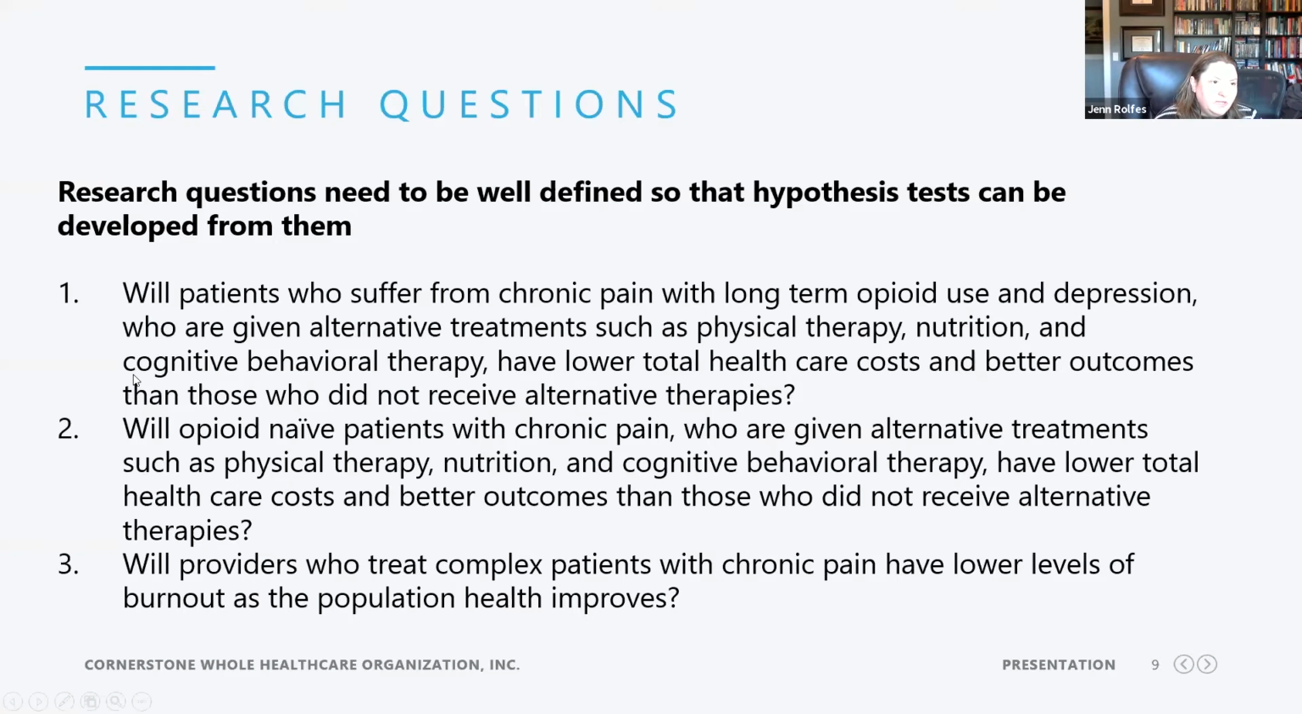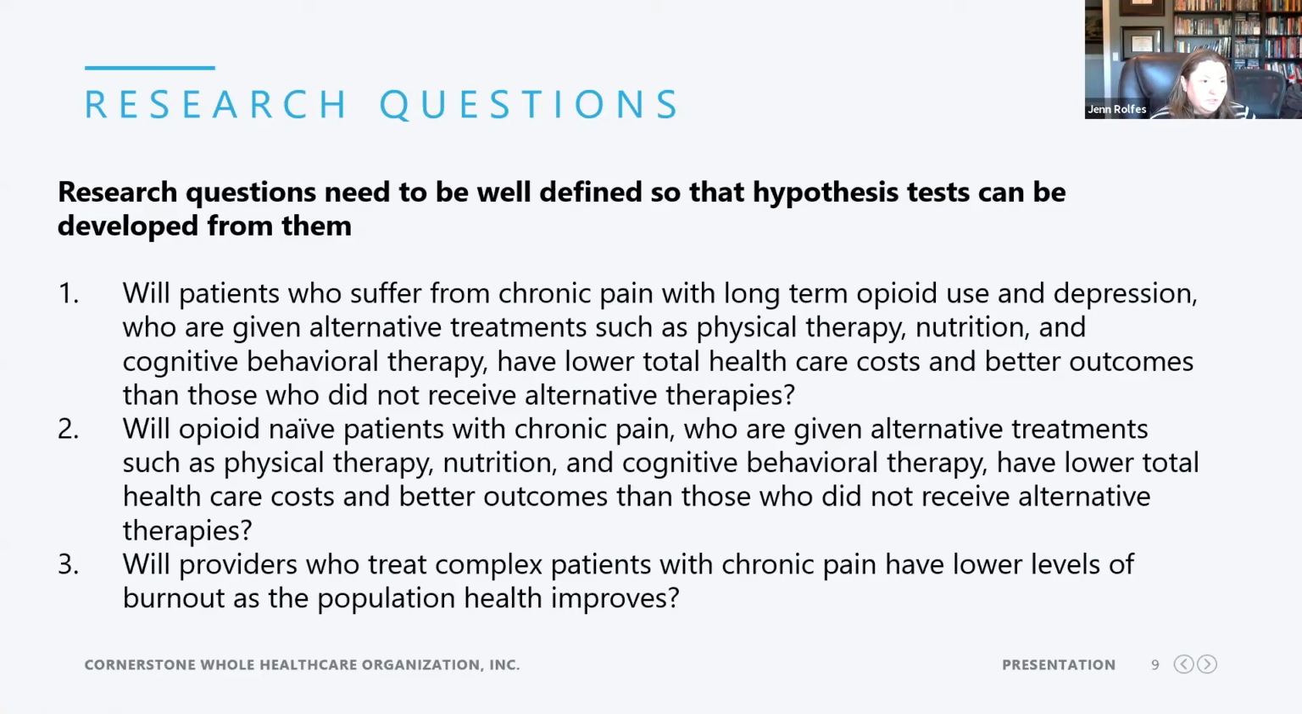I kind of wanted to write out a few research questions just so we can think about what this would look like if we were trying to pilot this. So, will patients who suffer from chronic pain with long-term opioid use and depression who are given alternative treatments have lower total costs and better outcomes? We would think that both of these things would be true. So as long as we're careful about how frequently we measure using validated, appropriate measurement tools, then we can answer a lot of these questions.